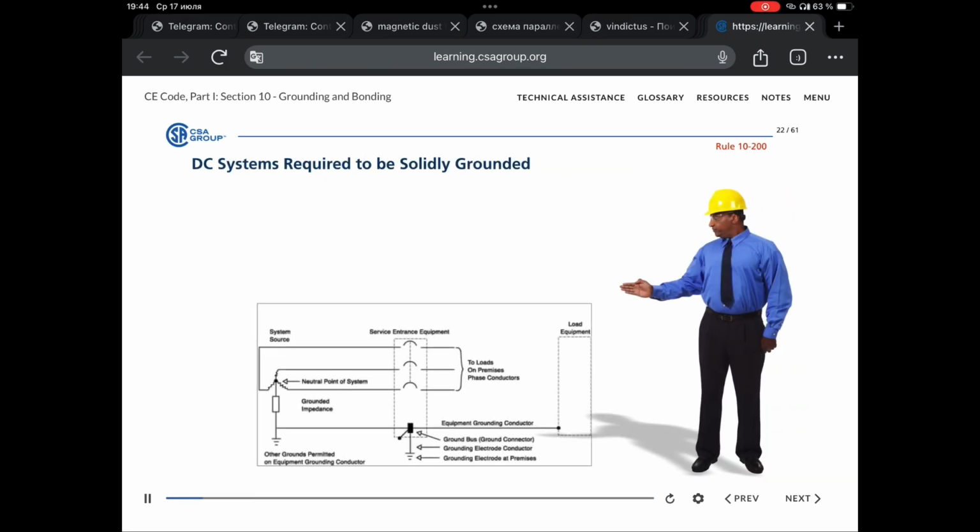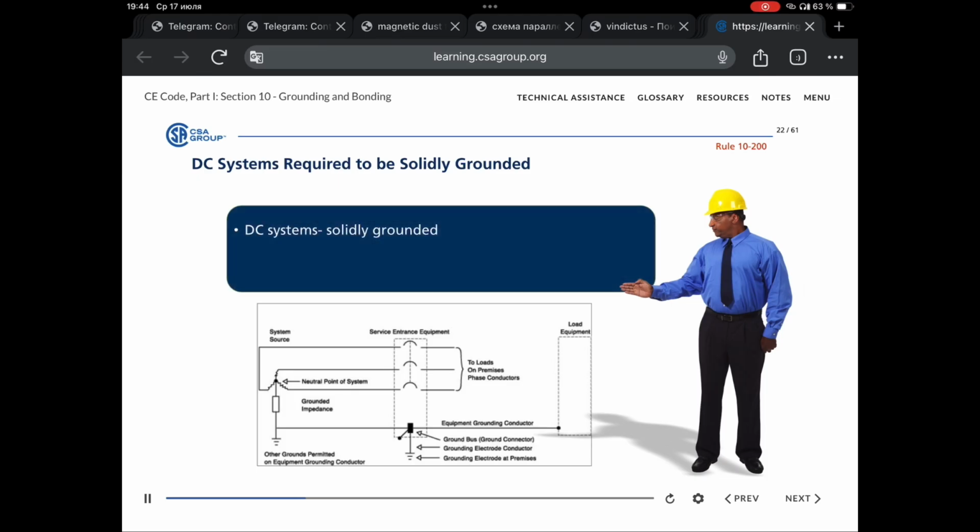To reduce the flow of DC current through the earth from a grounded DC system, it is required that DC systems be solidly grounded, unless they meet the requirements for ungrounded or impedance-grounded systems. This can ensure that the connections to ground do not result in the earth becoming a return path for electrical current.